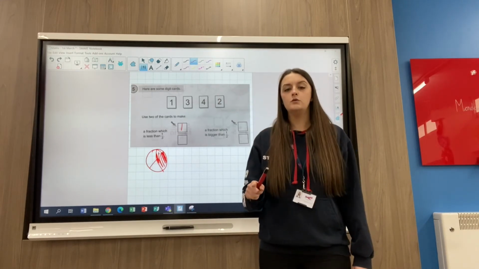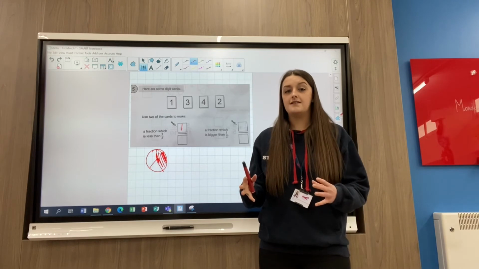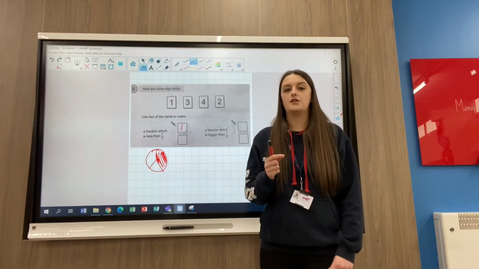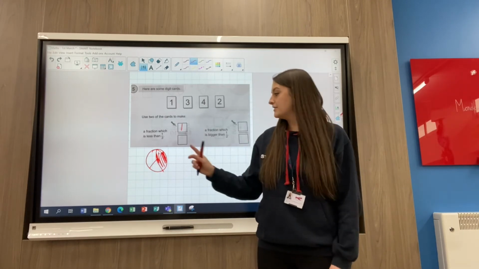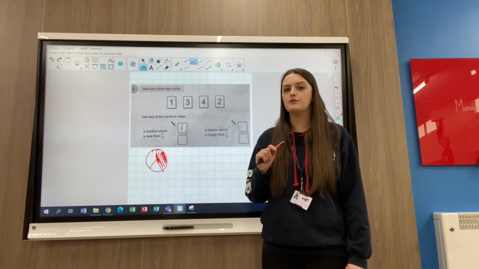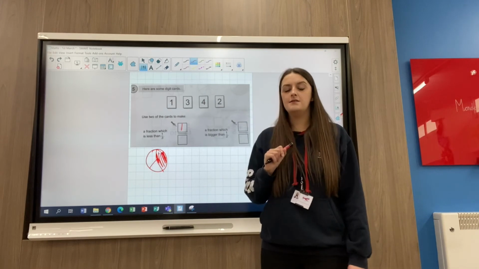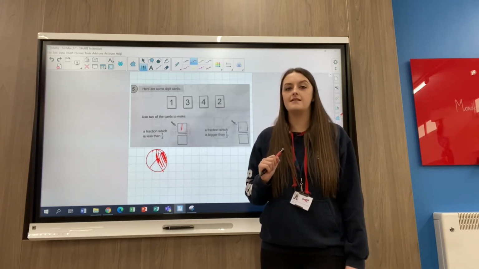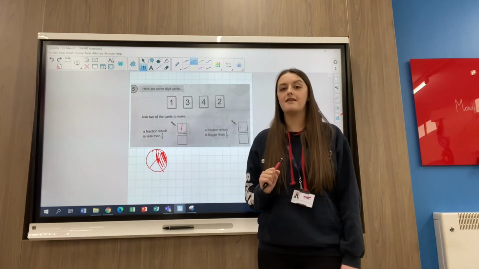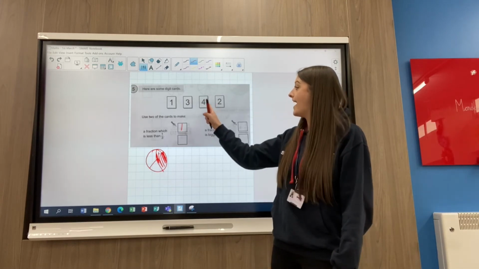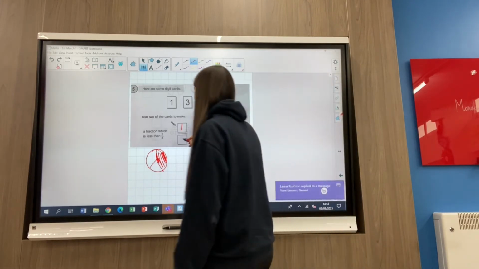Now remember our rule, the bigger the denominator, the smaller the fraction, because I'm splitting that circle into fewer parts. So which number here is the biggest number that we can use for our denominator to make our fraction smaller than a third? If you said 4, well done, a quarter.